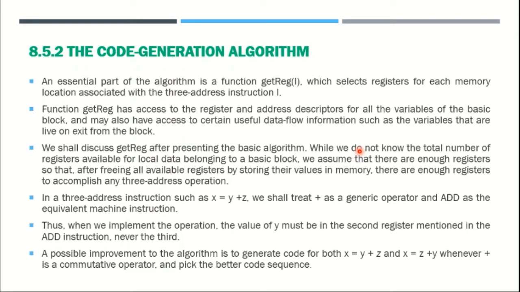So this getReg function can handle both the address descriptor and the register descriptor. In addition, it is capable of accessing the data flow information. With the help of these three things, it is able to allocate the registers for any three address code instruction.